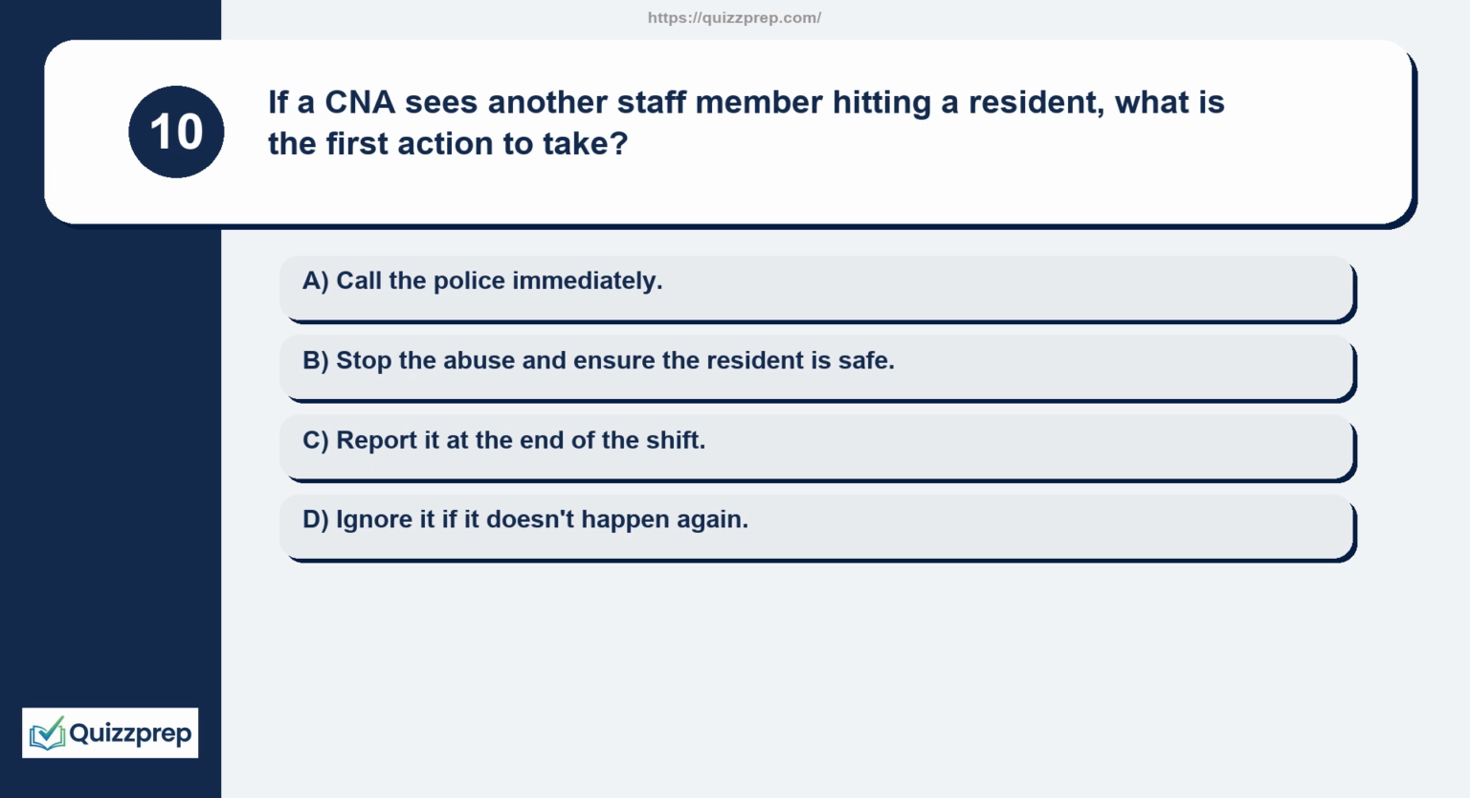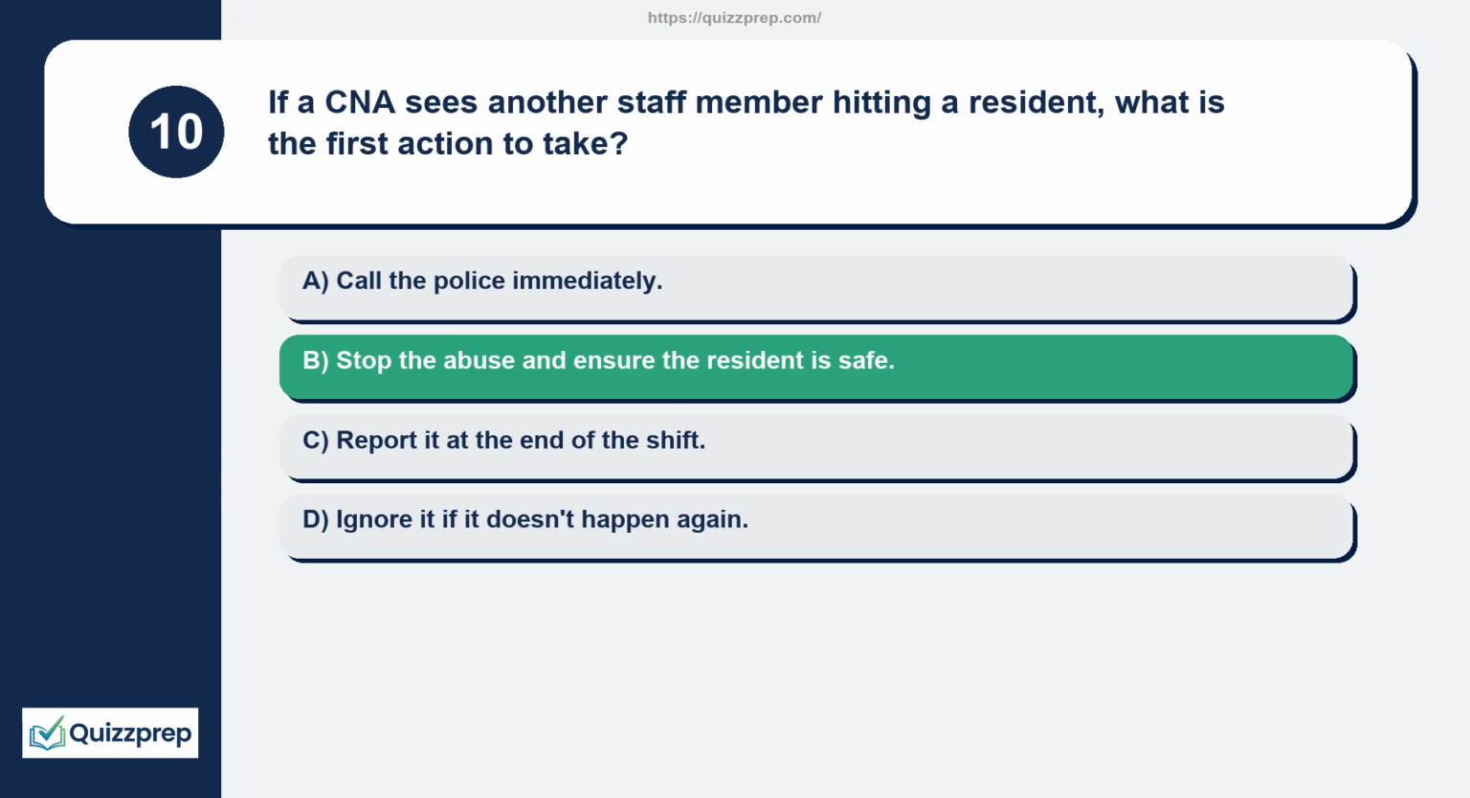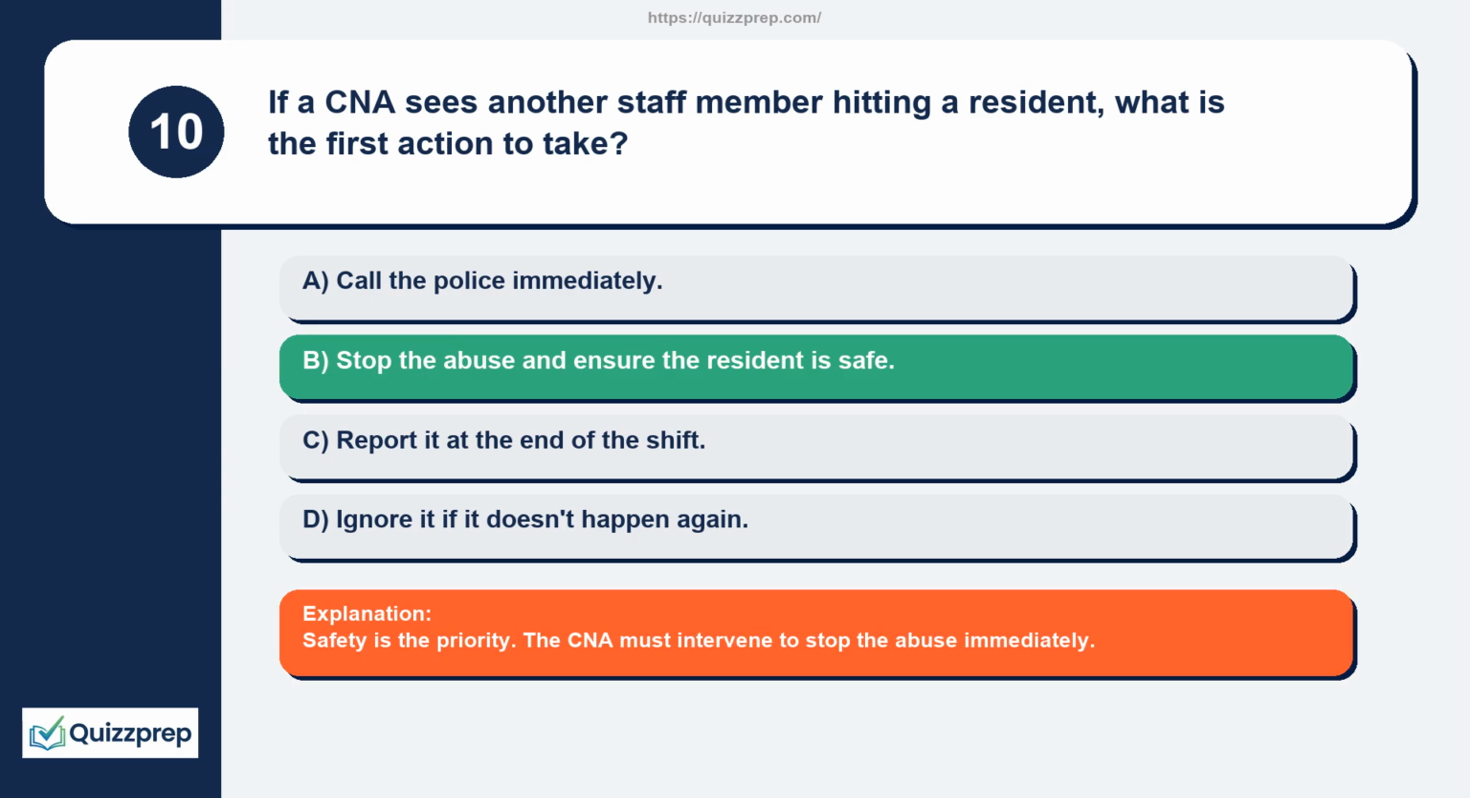Question 10. If a CNA sees another staff member hitting a resident, what is the first action to take? Call the police immediately, stop the abuse and ensure the resident is safe, report it at the end of the shift, ignore it if it doesn't happen again. Safety is the priority. The CNA must intervene to stop the abuse immediately.